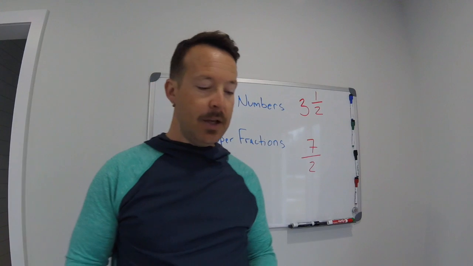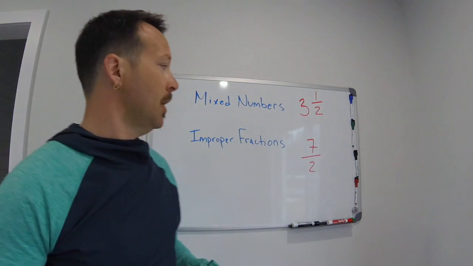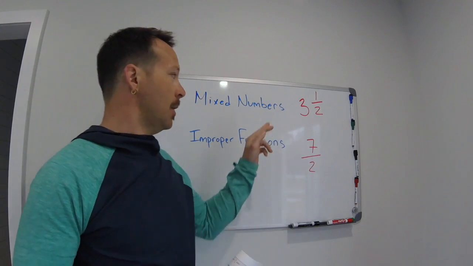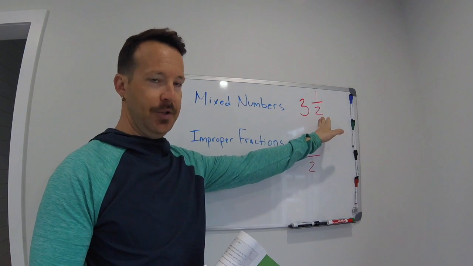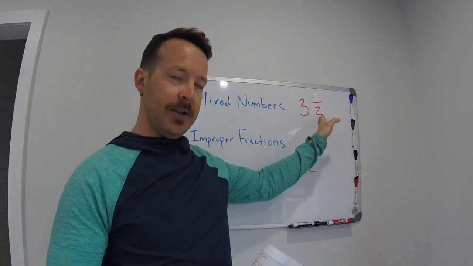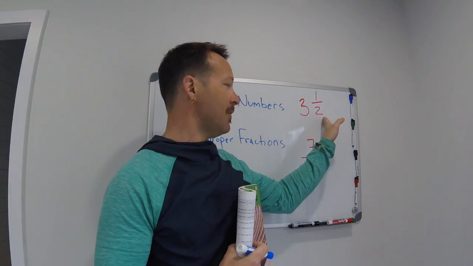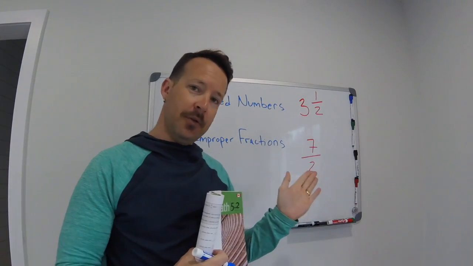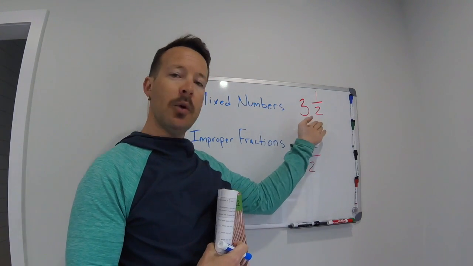Hi grade 5s. Today we are talking about mixed numbers and improper fractions. So a mixed number is a number that has a whole number and a fraction attached to it. A way of thinking about this is if I have 3 pizzas and half of a pizza, I don't have quite 4 pizzas, I have more than 3, and this is the way that we would write that.